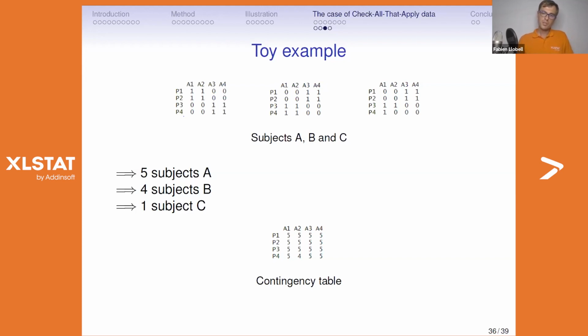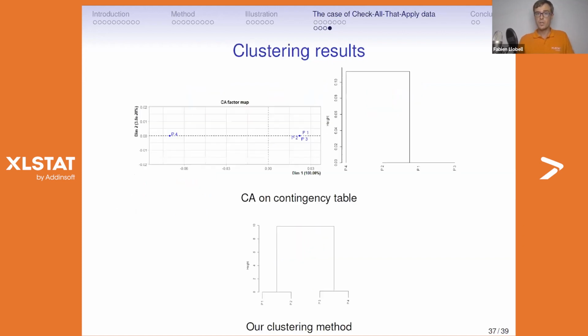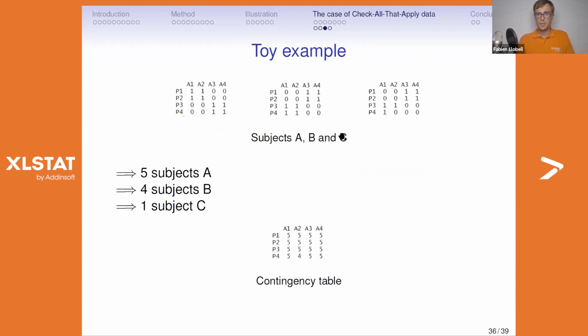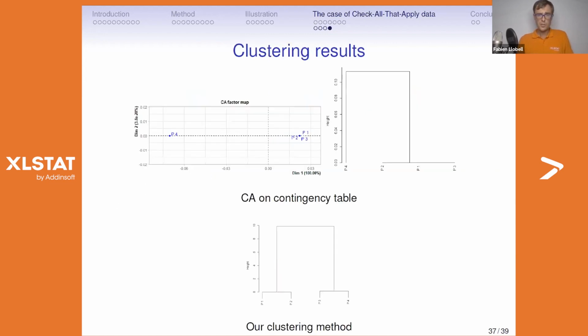The contingency table is given here, and if we make a correspondence analysis on this contingency table, the results are that the products P1, P2 and P3 are placed together, but none of the subjects have placed the product P1 with P3 or P2 with P3 here. So the cluster solution is not good here.